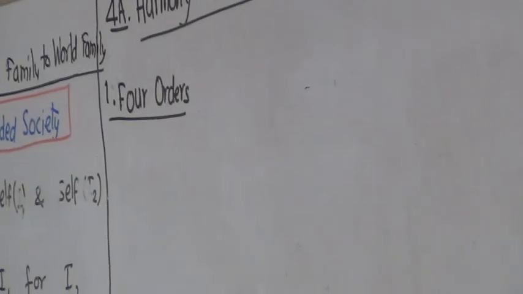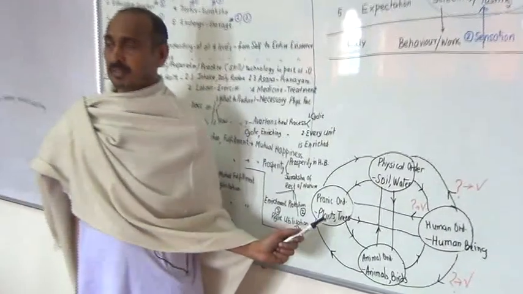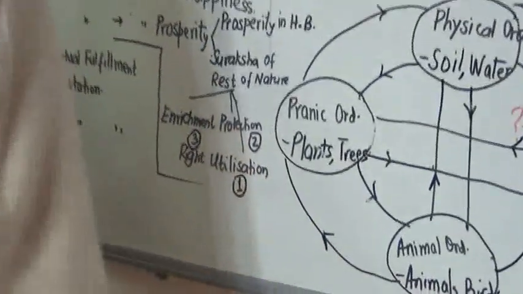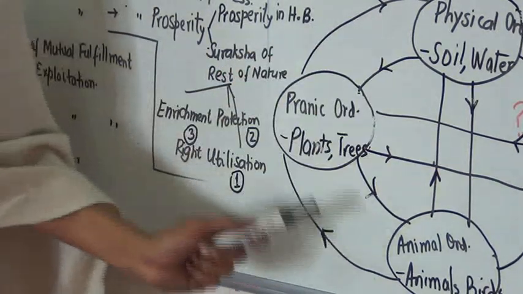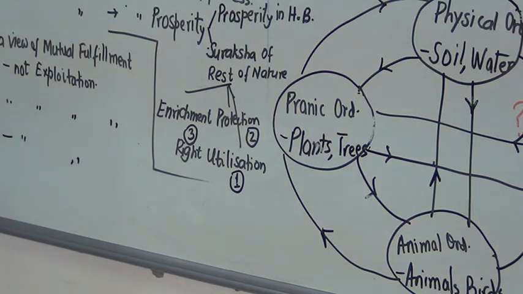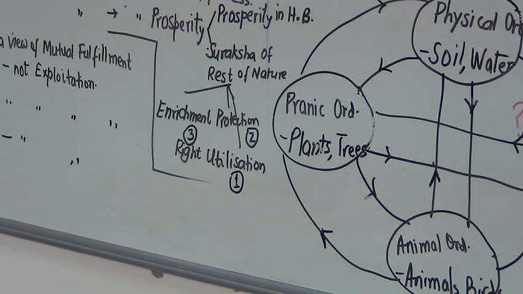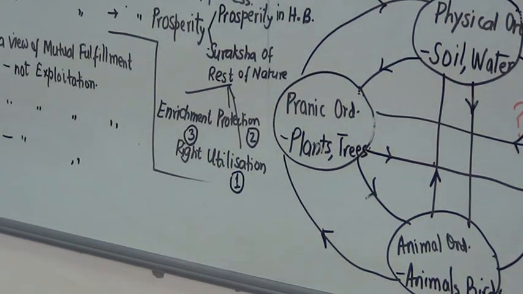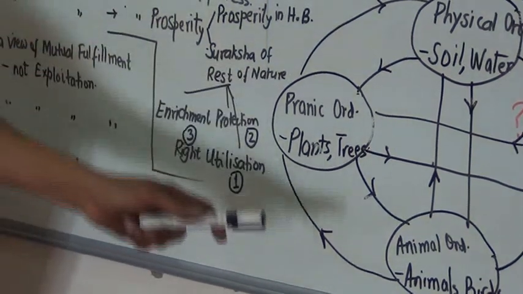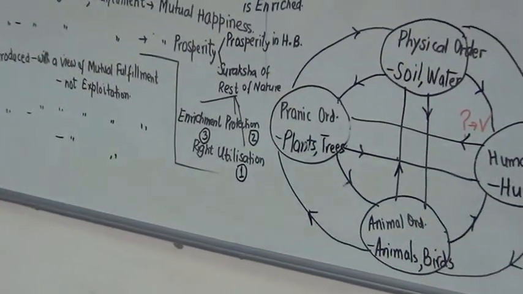That is what we were talking about when we described this in connection with production and work. That these three orders, the soil and water, which is called the physical order, then the plants and trees, which are called the pranic order, animals and birds, which are called the animal order, are already in a relationship of mutual fulfillment among each other. Right? So we took this example of the forest. If you look at the forest, all these are mutually fulfilling for each other among themselves. You don't have to do anything for them.